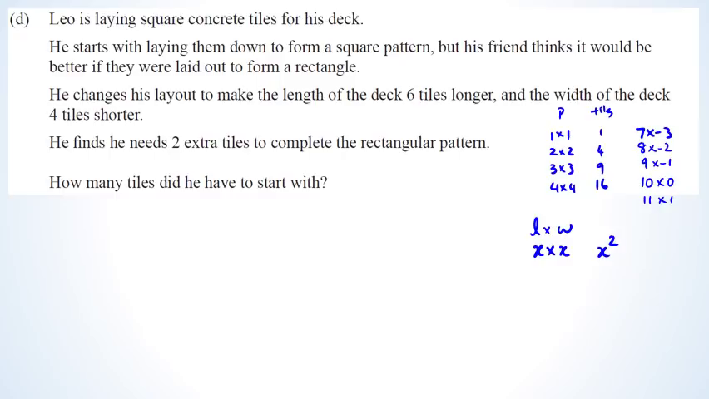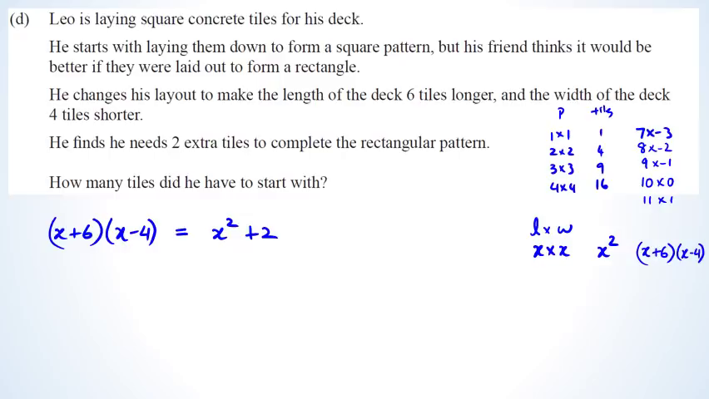So if you look at the pattern for the rectangle, he is increasing the length x by 6, so that'll become x plus 6, and then decreasing the width by 4, so that's going to be x minus 4. So let's go back out here and have a look at what this looks like. The rectangular pattern is going to look like this: x plus 6 multiplied by x minus 4. But the original square pattern that he had was just x squared. When he finished the rectangular pattern, he found out that he needs 2 extra tiles to complete it compared to his original one. So I've got to add 2 to the original number of tiles he had. That's how I set up the formula.